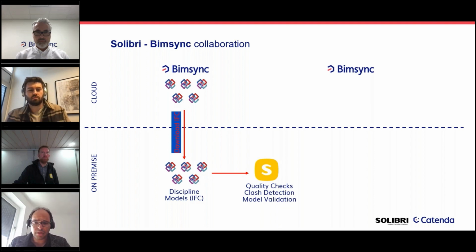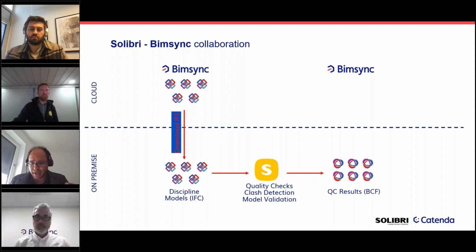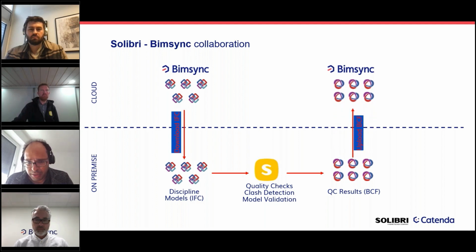You could do your class detection, your model validation, because the model by itself, without doing these quality checks, is just data and not rich information. So we have to make sure that this data has good quality, and the quality determines everything that comes after. So once I've done the checks in Solibri, I then create BCF files based on my quality check results. And these BCF files are then uploaded onto the cloud and onto Bimsync.